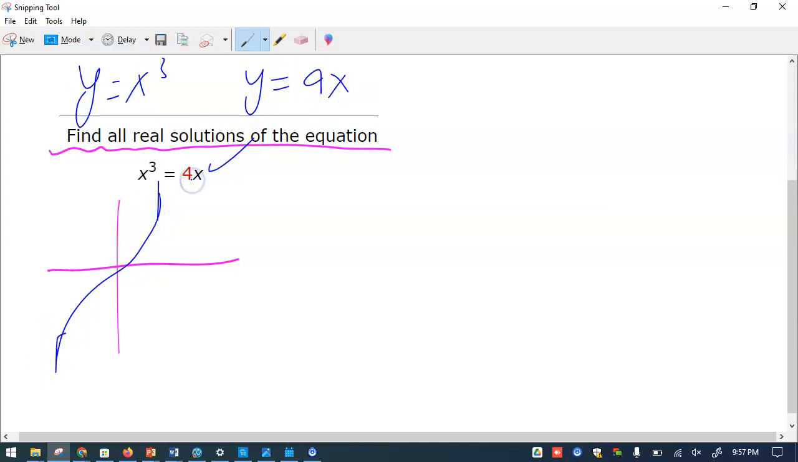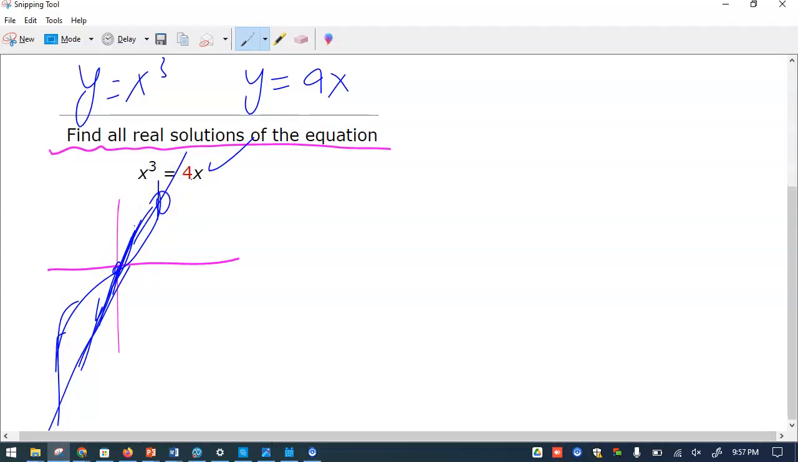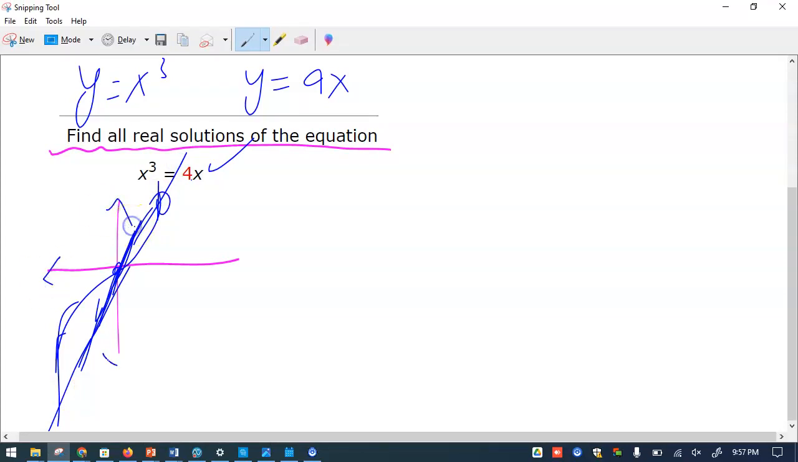And the 4x, maybe 4x is something like this. This is not perfect. Maybe it's cut in two places like this. So you want to know where they meet. Is the sketch important? No, you're just solving it manually.